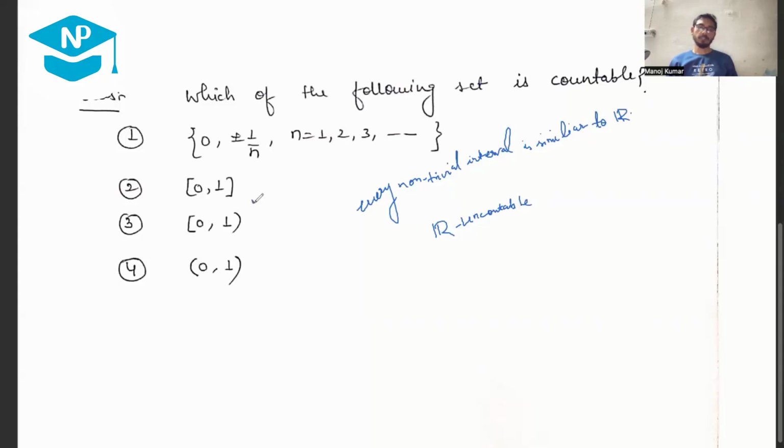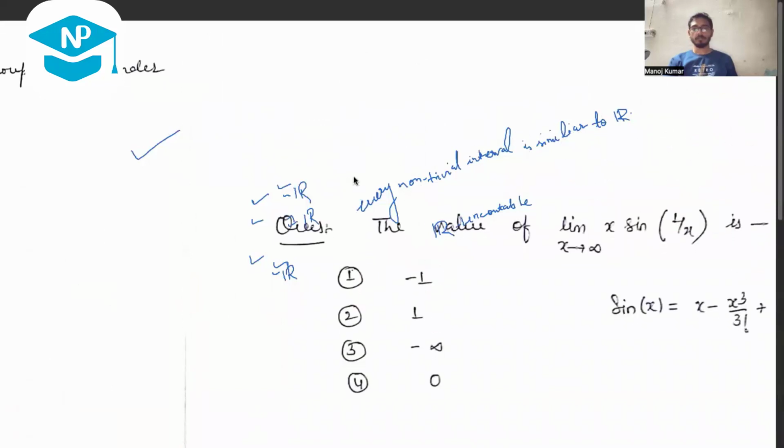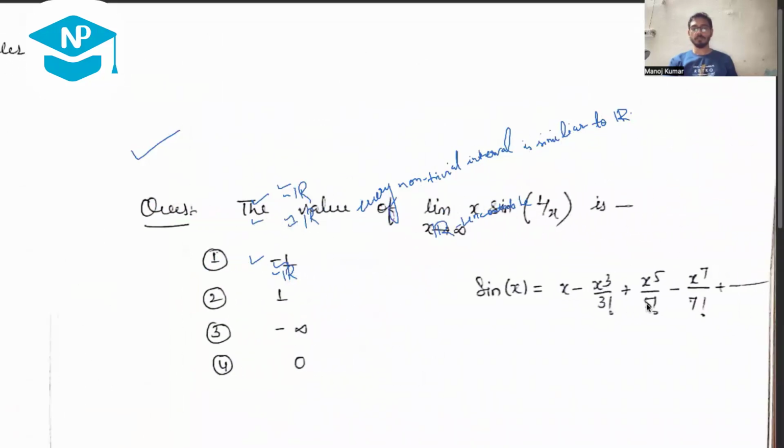And we can see that these are all intervals, so this will also be similar to R, this will also be similar to R, and this will also be similar to R. So these all sets are uncountable, so the remaining one is countable. This will be the correct answer. Now we move forward to the next question. This is the last question of this demo class.